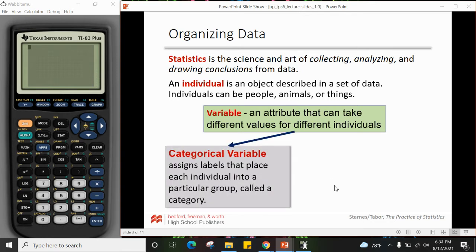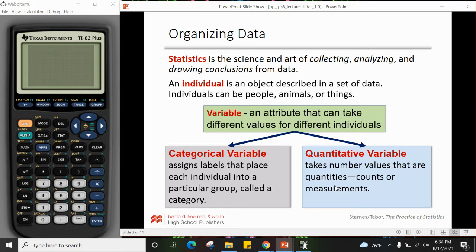Now there are two types of variables. The first is categorical and the second is quantitative. They kind of are what the words mean, at least for categorical. Categorical variables assign labels that place each individual into a particular group called a category. Quantitative variables take number values that are quantities, counts, or measures. So really, categorical is something you can put into a group, and quantitative is a number you would assign.